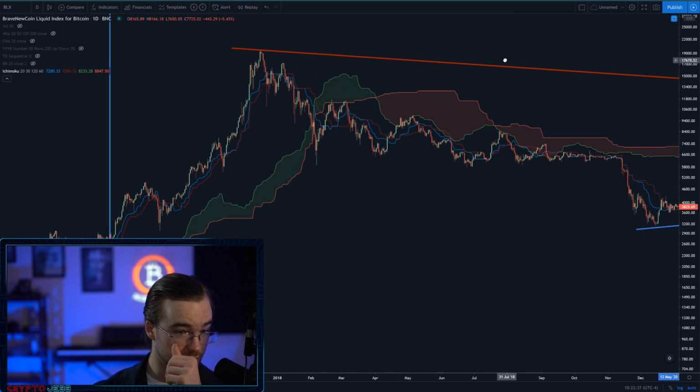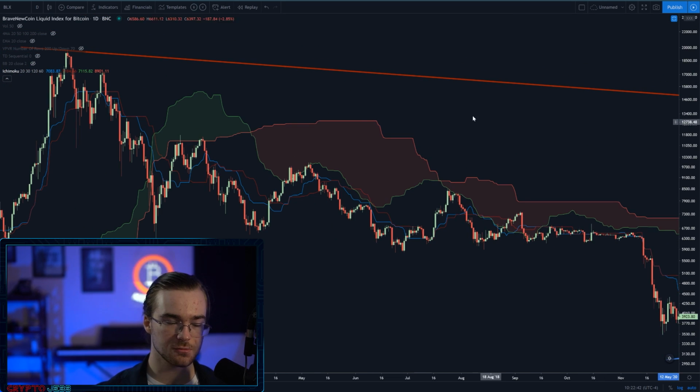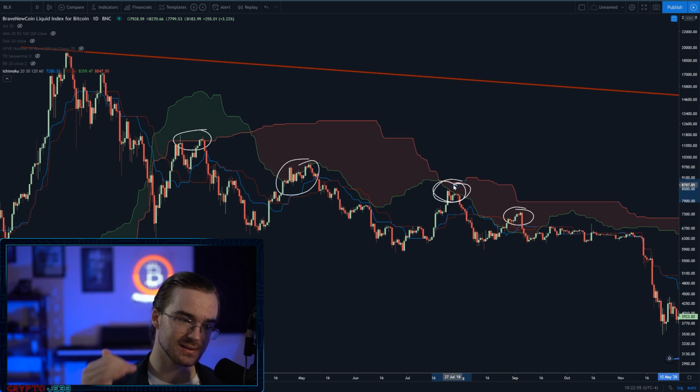The red clouds, on the other hand, often act as resistance, and we see very, very clear examples of the Kumo clouds being resistance in 2018. As we saw, the bottom lead of the Kumo cloud was resistance right here, right there, right there, and right there. There were a lot of people that called $8,400 as the resistance level back in 2018. I remember this. They called it, and a big reason that they called it was because of the Kumo cloud.